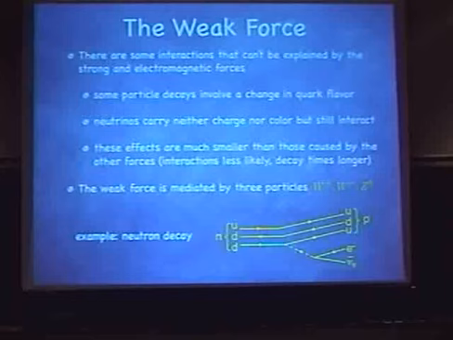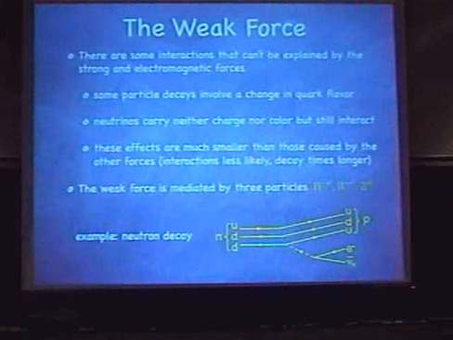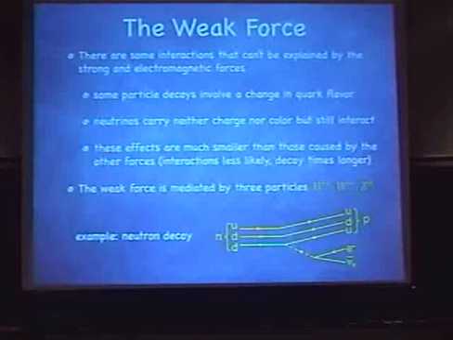And we talked about the fact that, for example, neutrons, which are a down, down, and an up quark, can decay into protons, which are an up, up, and a down quark. Well, that implies that at some point a down quark turned into an up quark. But I never explained how that happened. The reason I didn't is because I was talking about the strong force, and the strong force can't change the flavor of a quark. And neither can the electromagnetic force. So that's something that we can't explain without the weak force.